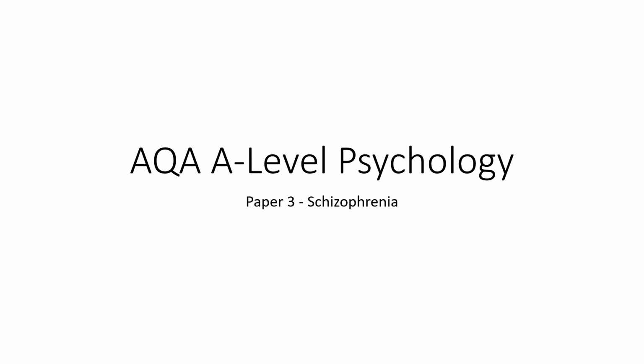So this video will be looking at schizophrenia, which is part of Paper 3 of AQA A-level Psychology. I know a lot of people have been asking in the comments and videos, but this should cover everything that you need for the exam. I didn't have my revision notes for this, so I followed a CGP textbook, and I believe that should have everything in it that you need to know.